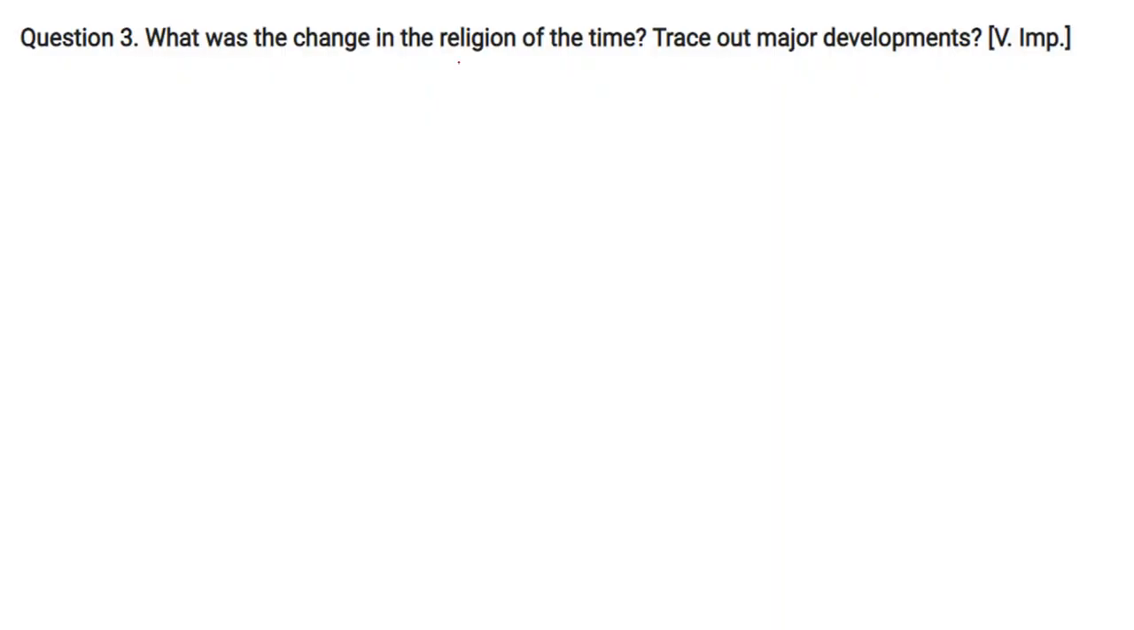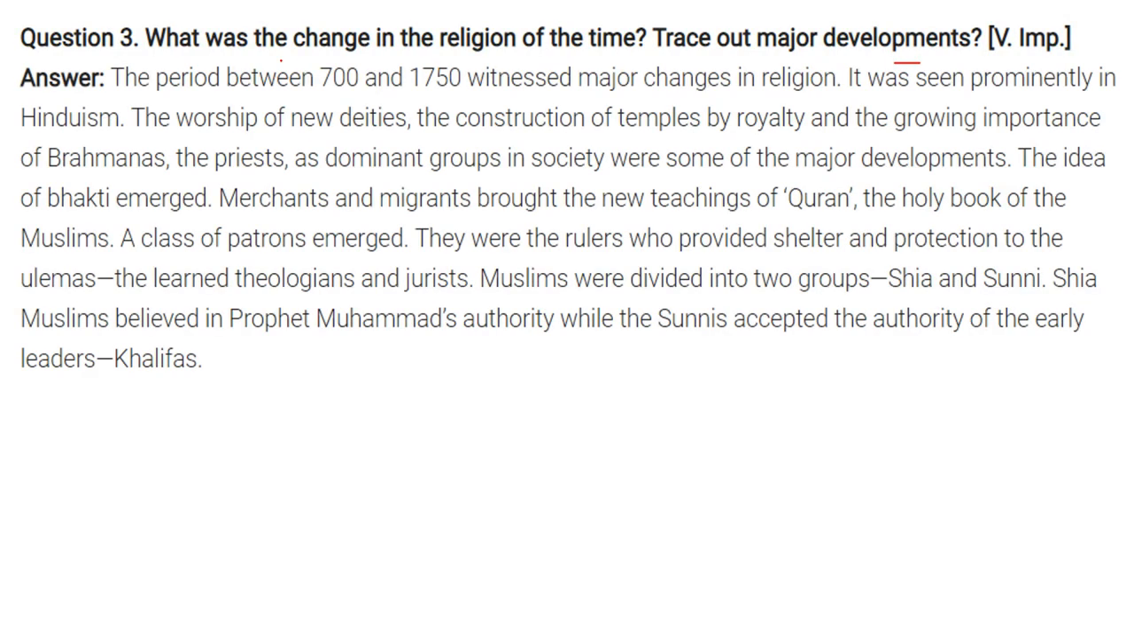What was the change in religion at that time? Trace out major developments. The period between 700 and 1750 witnessed major changes in religion. It was seen prominently in Hinduism. There was a prominent change: the worship of new deities, the construction of temples by royalty, and the growing importance of Brahmanas, the priests, as a dominant group in society were some of the major developments. The idea of bhakti also emerged.